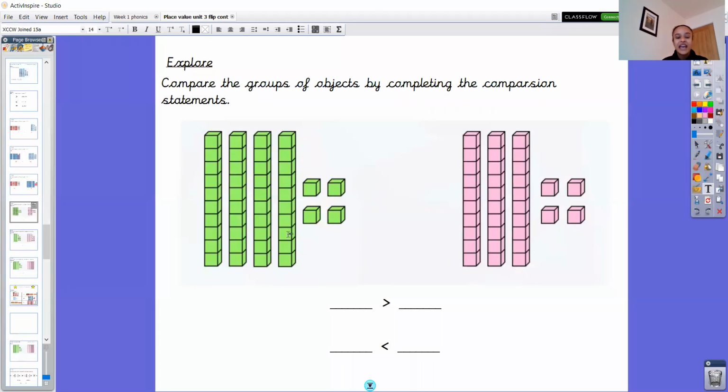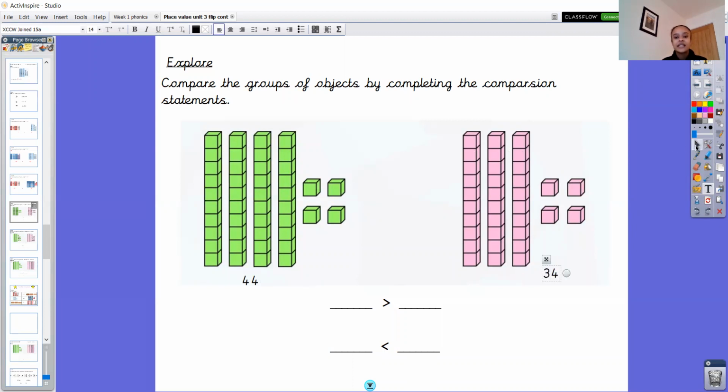So I'd like you to count with me in our 10s and 1s, ready? 10, 20, 30, 40, 41, 42, 43, 44. Okay, so I've got 44 on this side. And on this side, I've got 10, 20, 30, 31, 32, 33, 34. I've got 34 on this side, okay?